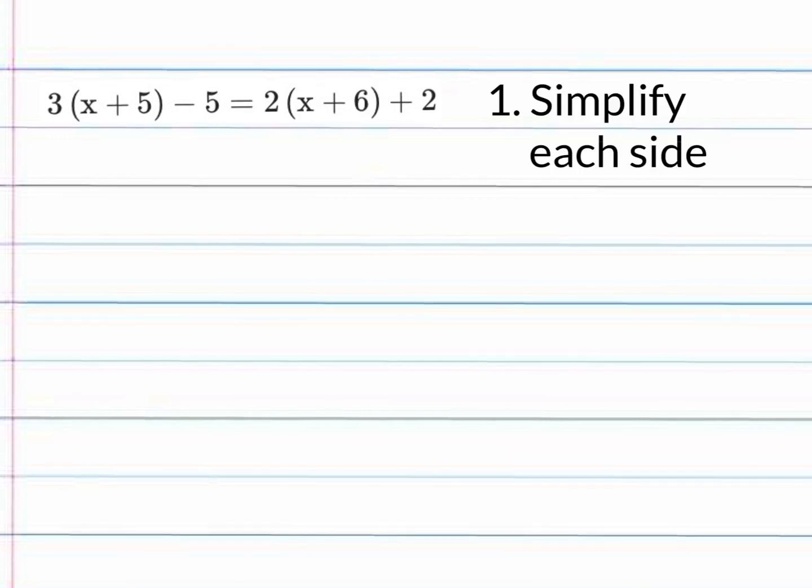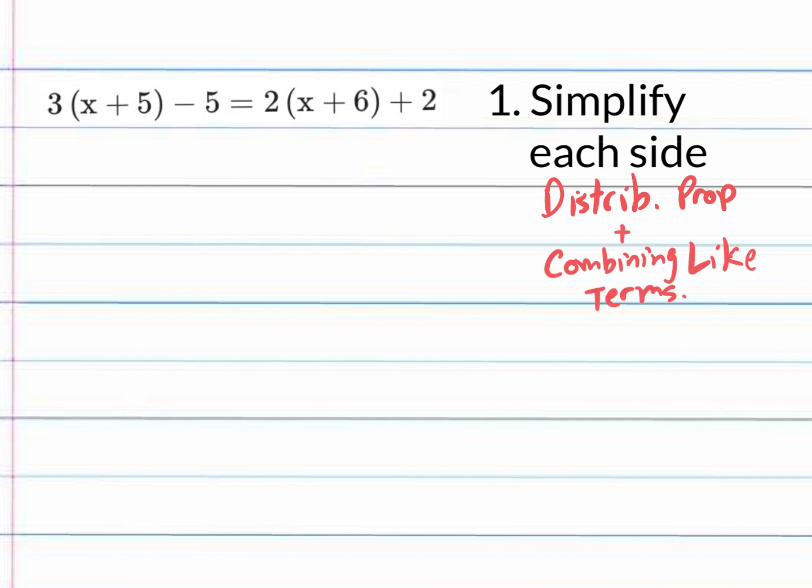Now, what does simplify actually mean? It means distributive property and or combining like terms. And it's actually in that order. You distribute first and then you combine like terms. Why? Because distributive property is really multiplication and combining like terms is really adding or subtracting the terms that are alike. And of course, we know the correct order of operations on PEMDAS has multiplication before adding or subtracting.